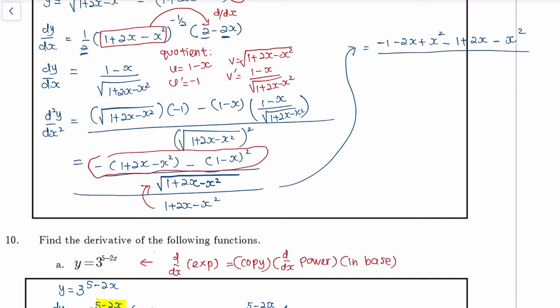Over 1 plus 2x minus x square, to the power of 3 over 2. Selesaikan je lah. Negative 1, negative 1, negative 2. So, ini settle, ni settle. Ni pun settle, ni settle. Negative 2 over 1 plus 2x minus x square to the power of 3 over 2. Okay, so dah siap for question number 9.